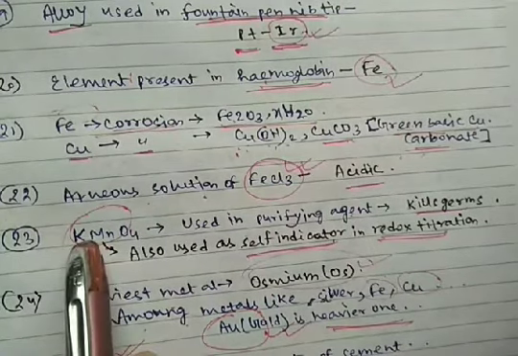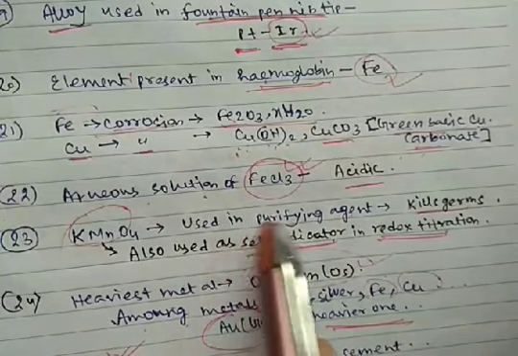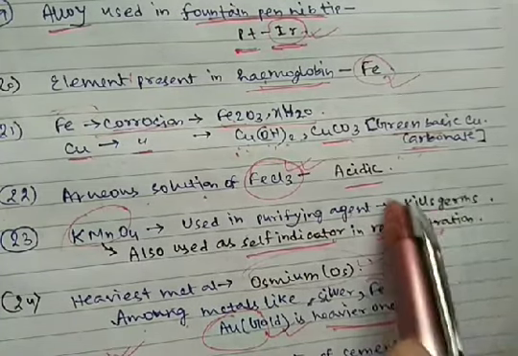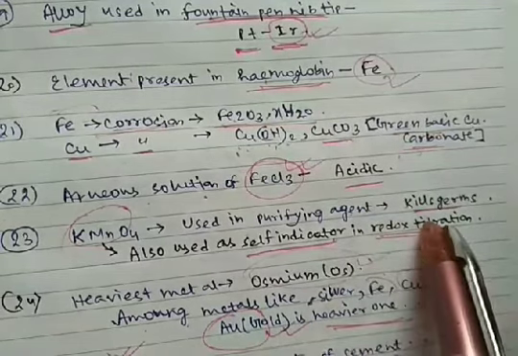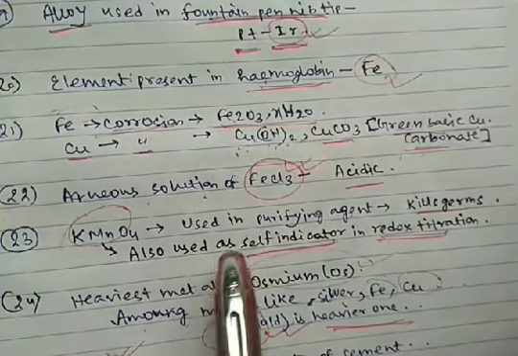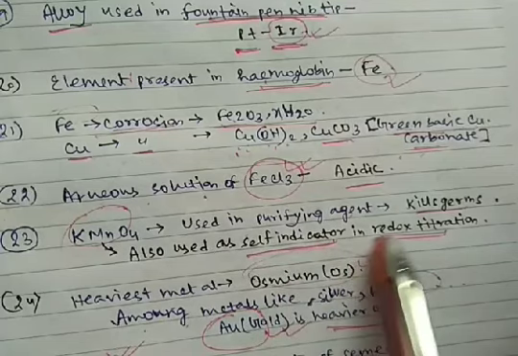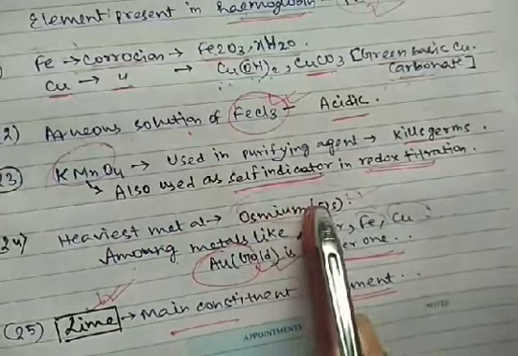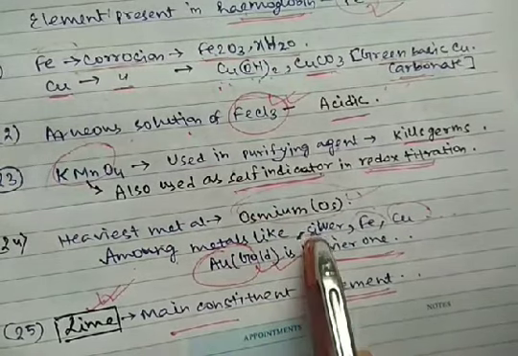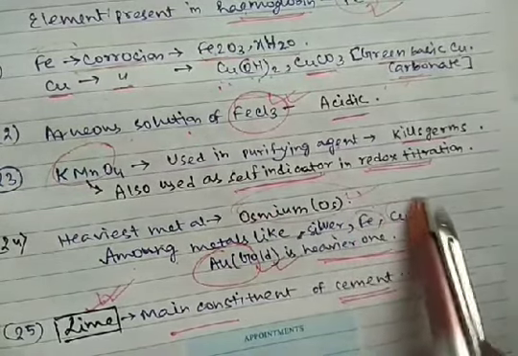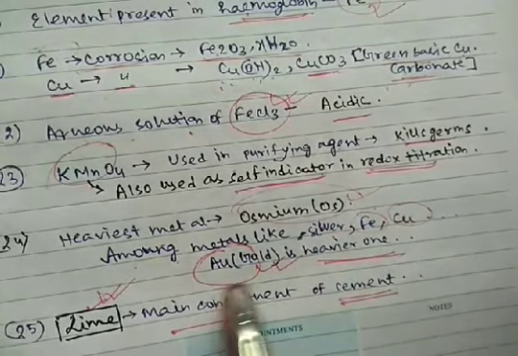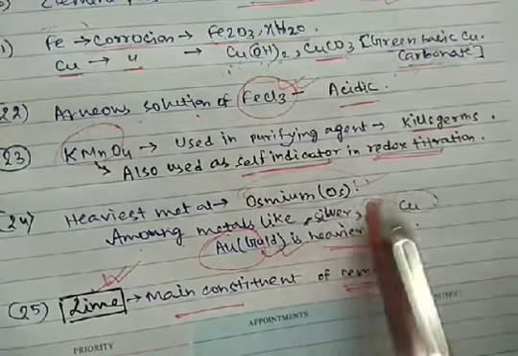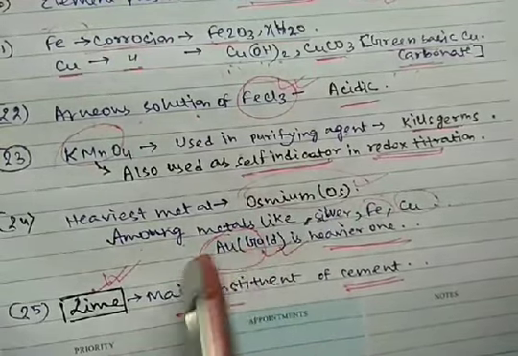KMnO4 is used as a purifying agent in drinking water. It kills the germs. And it is also used as a self-indicator in redox titrations. The heaviest metal is osmium. Among the well-known metals like silver, iron, copper, the gold is the heaviest one. If the options are silver, iron, copper and gold, the gold will be the answer.